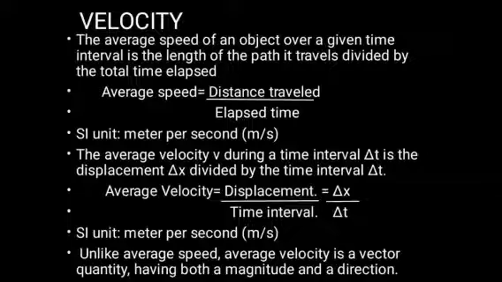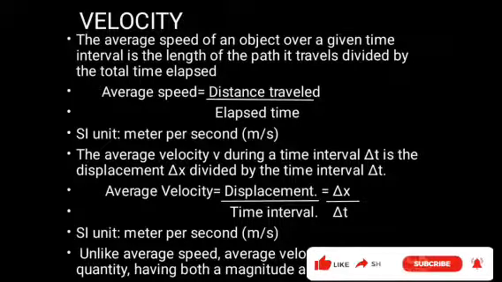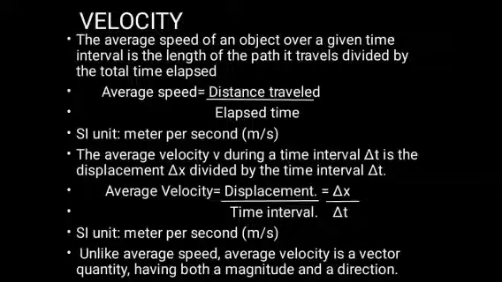Now to velocity. Before defining what average velocity is, I would love to explain what average speed means, because people mix up average speed with average velocity, which is wrong. Average speed of an object over a given time is the length of the path it travels divided by the total time elapsed. It is distance traveled over elapsed time. Like I said earlier, displacement is the change in position of an object. So displacement is different from distance. Distance is just the length of the path traveled by the object, while displacement is the change in position of the object. The SI unit for average speed is meter per second.